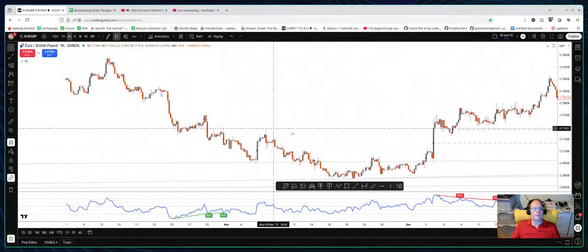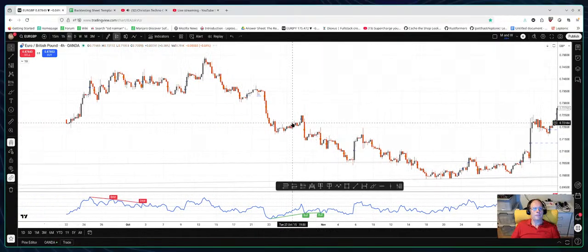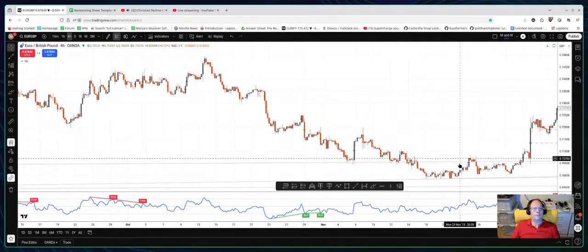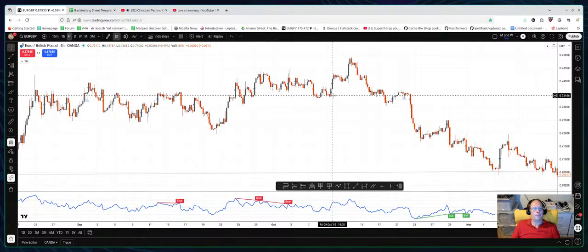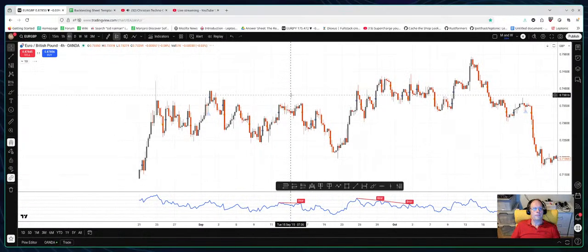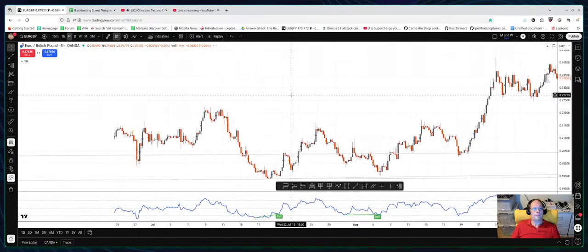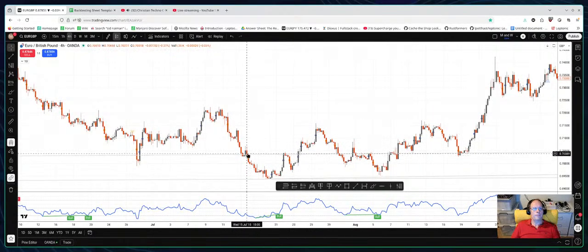So this method just needs reversals. That's like a head and shoulders, but it's too flat. And that's a head and shoulders, but doesn't have a run up. This one is okay.